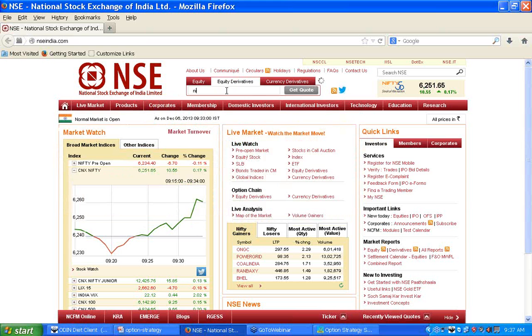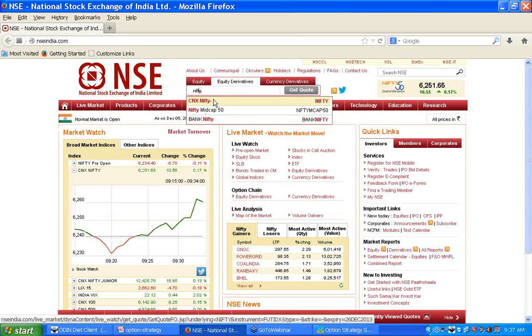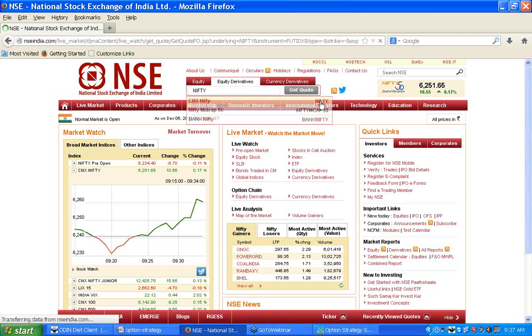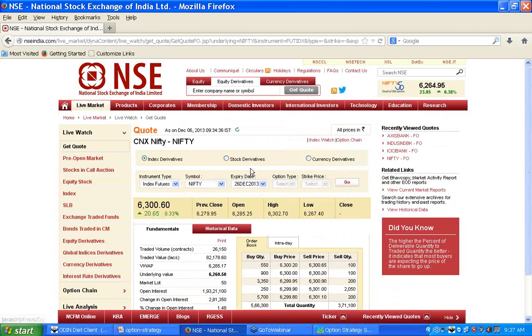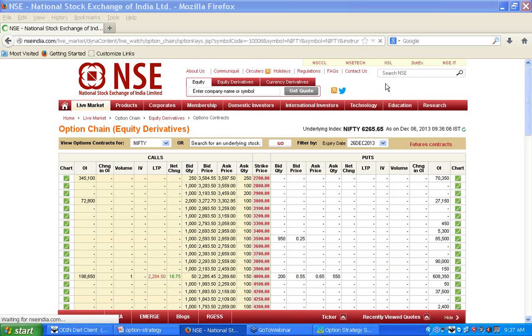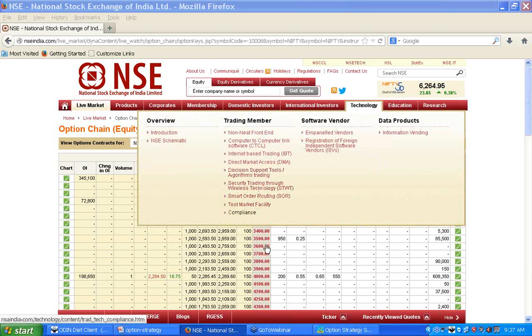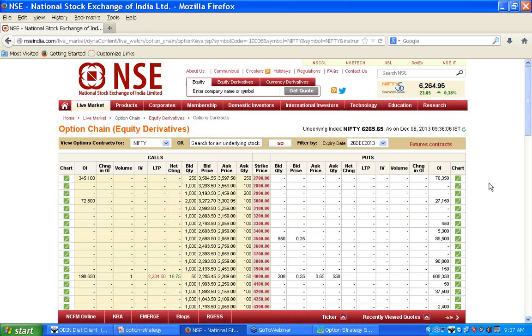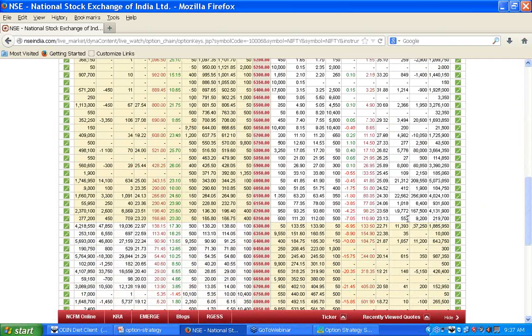I am going for Nifty because Nifty has great liquidity also. So Nifty, I am just going to show you. Now it is at the 6,300 level. We are just going to the option chain. Here, 6,300 is where you are now. So what is the nearest call and put? Definitely the 6,300 call option and 6,300 put option.